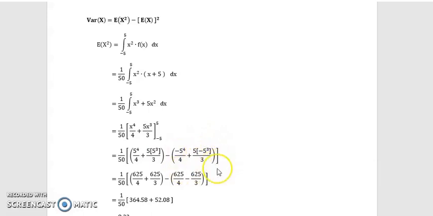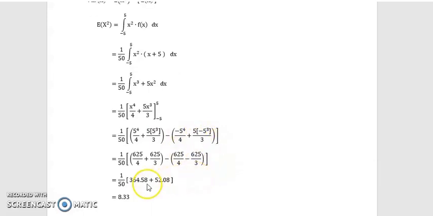So when you substitute and calculate, E of x squared, you will get 8.33. So again, it's okay to get more than 1 because this is not a probability value. Okay, so this is the value of the expected value of x squared.